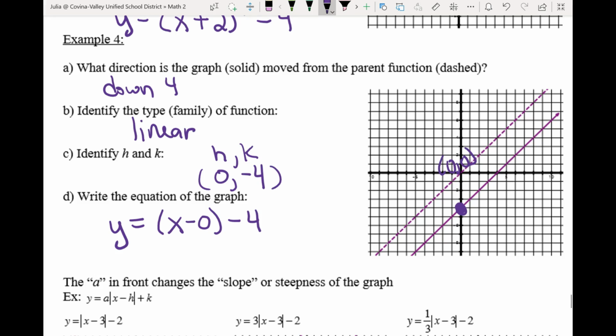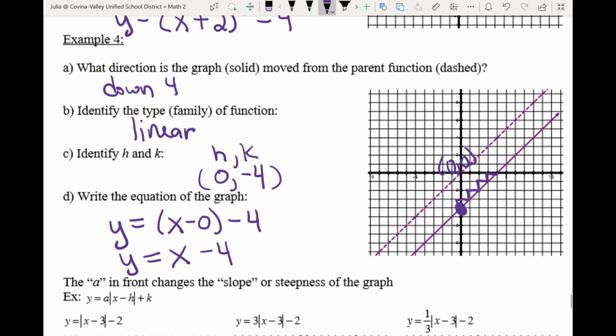X minus h is 0, and 0 doesn't have a positive or negative, so that one doesn't matter. And then the k is -4. You keep that -4, you just don't change it. So in reality, this looks like x minus 0 is just x, and then -4. And that makes sense, because the y-intercept is -4, and the slope is up 1, right 1, up 1, right 1. So it all amounts to the same thing. We just want at this point for you to see the connections between all the different types of functions.